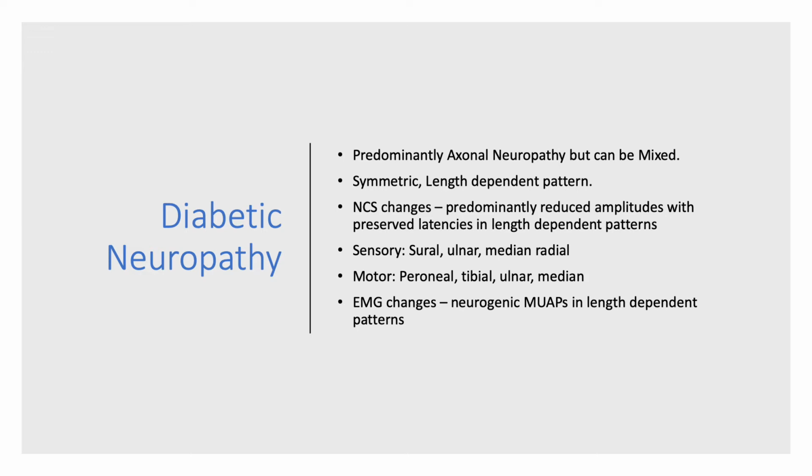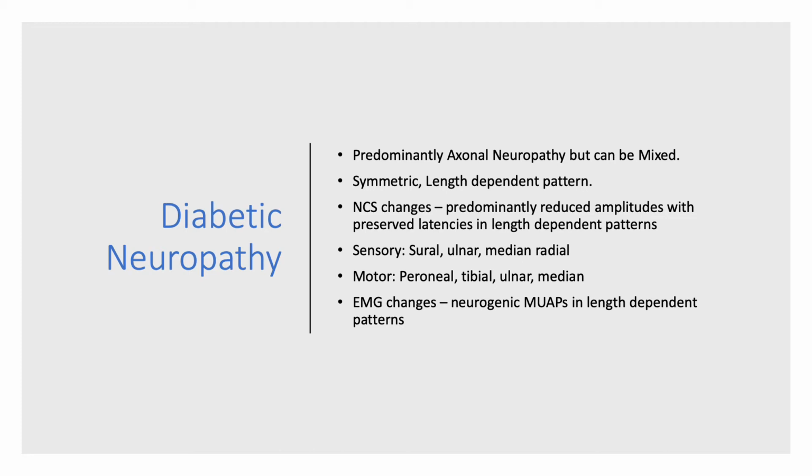For length dependent pattern, in the sensory studies, we will see involvement of sural first and then ulnar, then median, and then radial nerves. Whereas in motor neuropathies, peroneal nerve will be involved first, tibial after peroneal, and then ulnar, and then median. And this pattern is basically based on the length of these nerves. The length of sural is much longer than the ulnar and median, and similarly, length of peroneal is longer than tibial, ulnar, and median nerves.